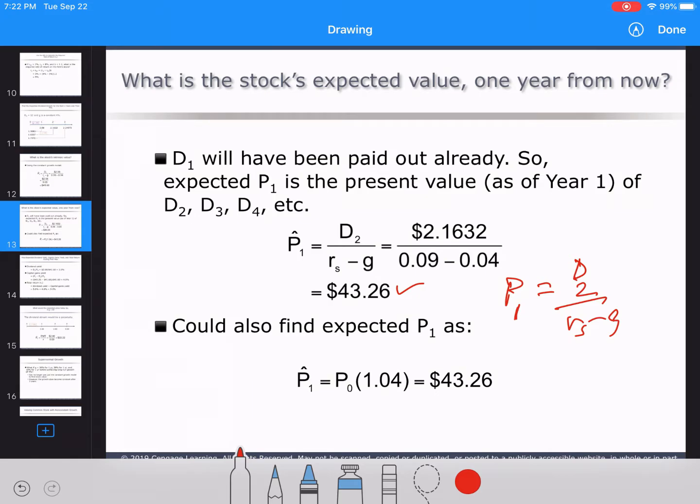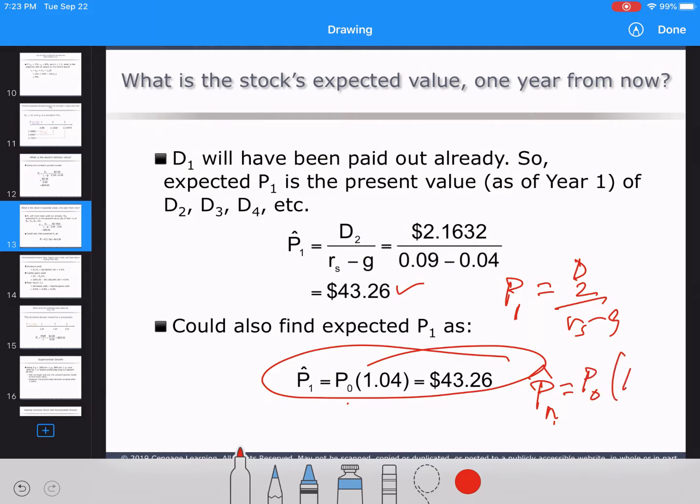There is another quick way of getting P hat 1, which is this. You put P hat equals P sub 0 times 1 plus g. This you can apply directly because this is a constant growth model. So keep this equation also handy. That is, P hat 1 is equal to, or P hat n, any n. Let's say you would like to know the price expected to prevail in 3 years. Then n is equal to 3. Then this is P sub 0 times 1 plus g to the n. Okay?